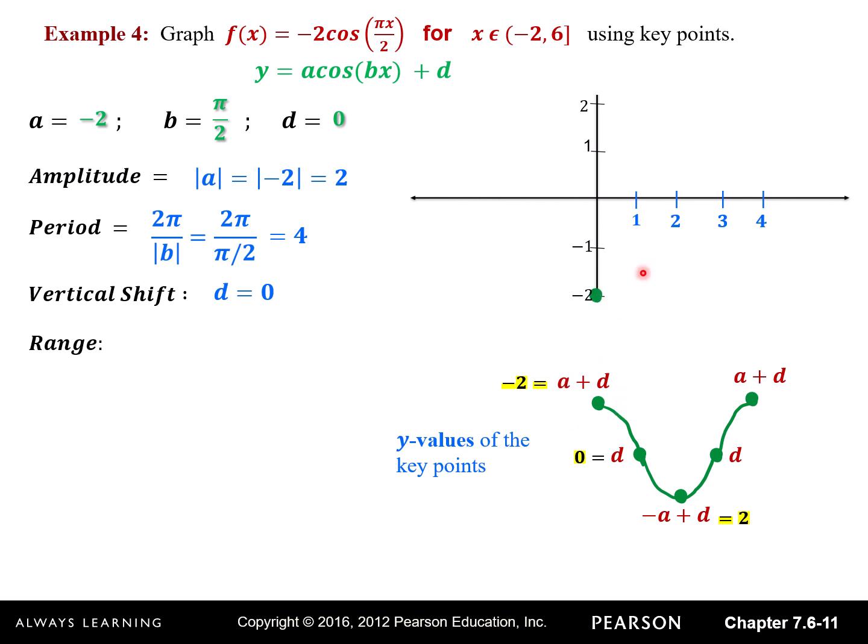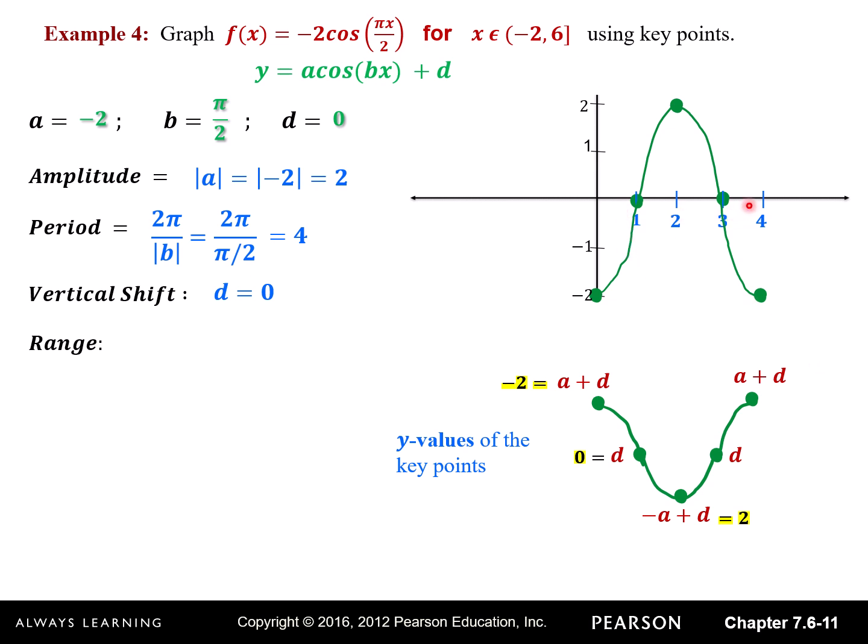And then the second x value is 1, the next y value is 0. So we will make a point at (1, 0). And the next is 2, positive 2. So we have (2, 2). And the next x value is 3, so (3, 0). And then (4, -2). And then connecting this using a smooth curve, no straight line. So this is the graph of the cosine function from 0 up to 4.